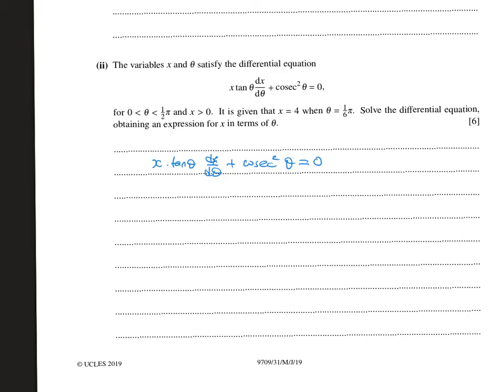Okay, to solve this expression, we have to isolate theta and x terms. So let me first move the second term to the right hand side. So x tan theta dx over d theta equals minus cosecant squared theta. And now, since I want to collect the same variable on one side, it's going to be x dx, and here we can move the tan theta and d theta to the right hand side. So minus cosecant squared theta over tangent theta times d theta.